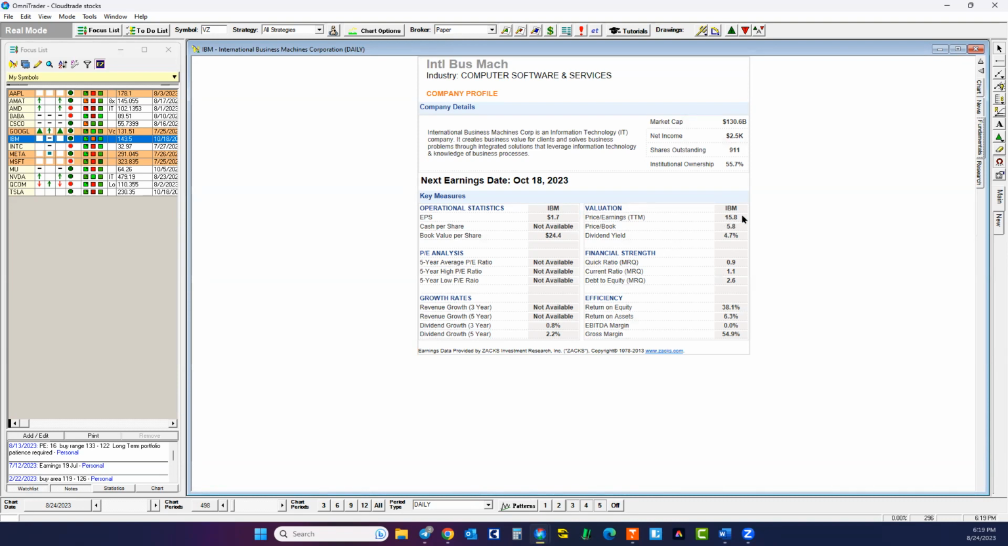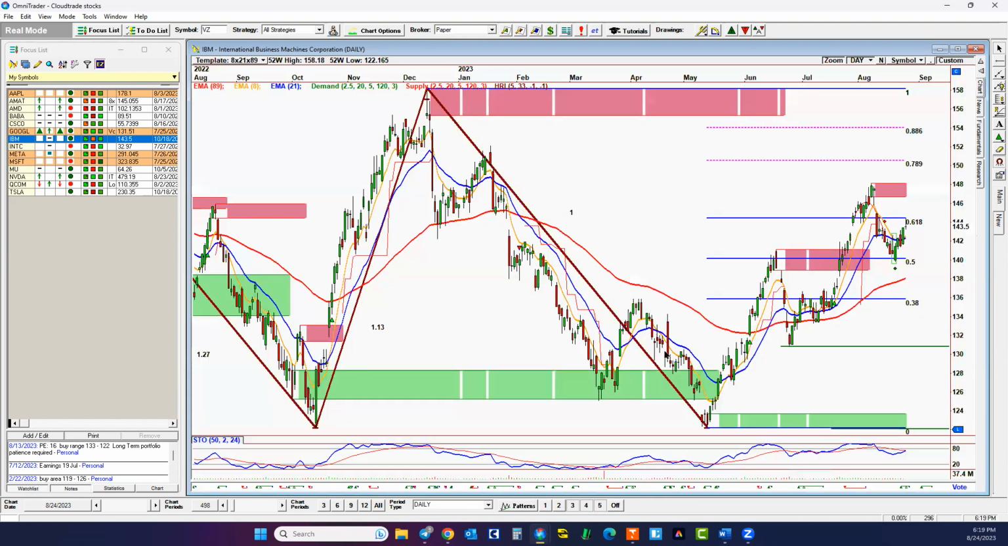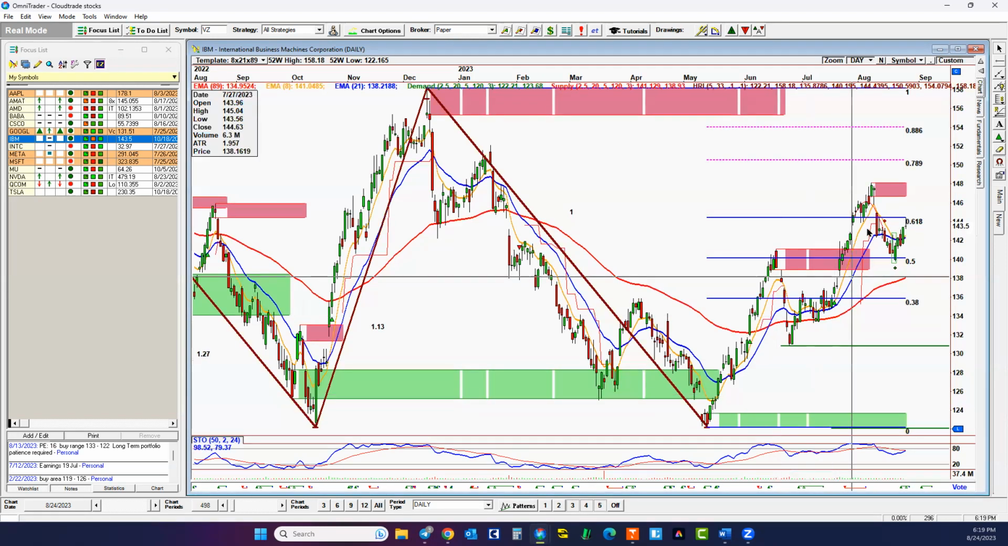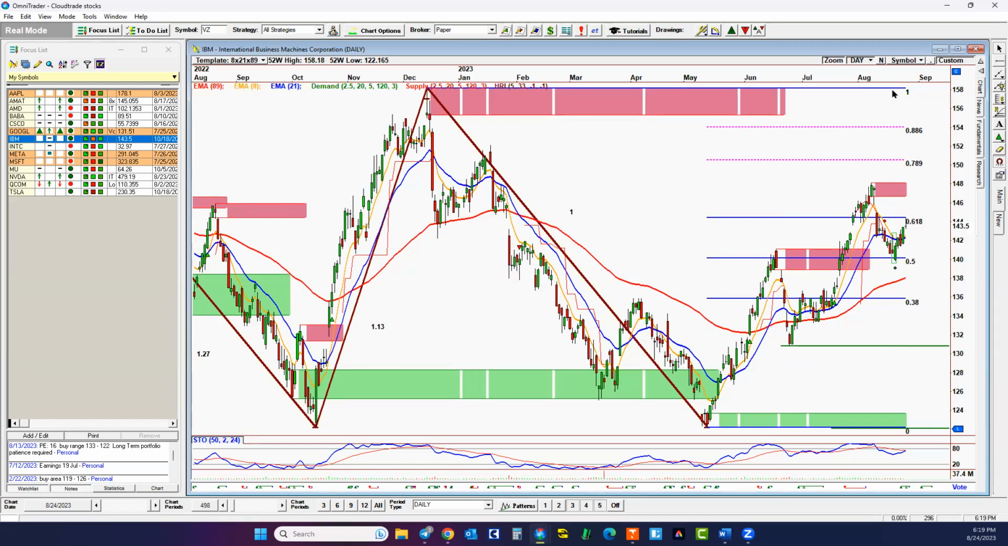But anyway, IBM's PE of 15 is neither cheap nor expensive. It's pretty much fair for IBM. But their share price is looking pretty solid. We've got some good entries in there. At 158, I'm going to look at taking some of those profits. And from 143 to 158, that's a reasonable return if you're a short-term trader.